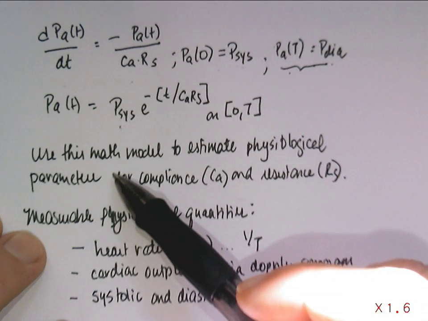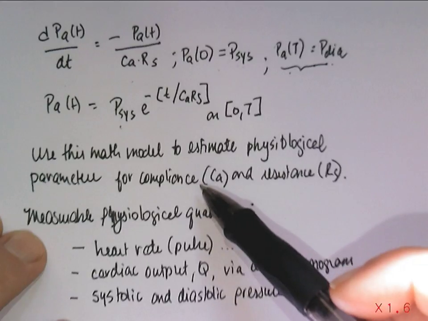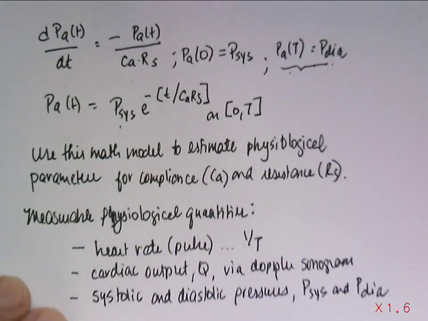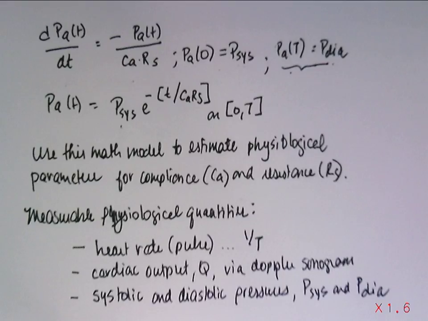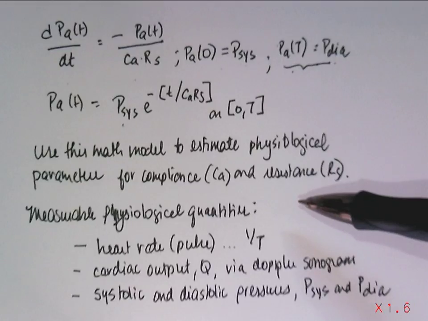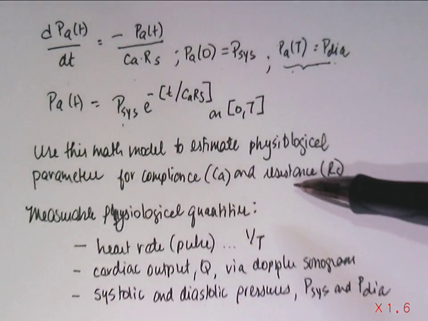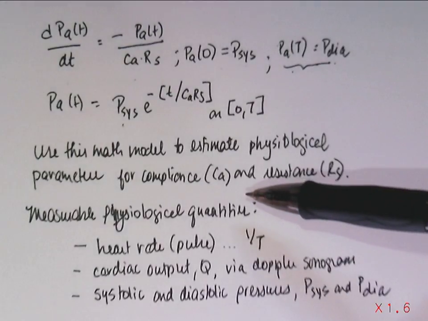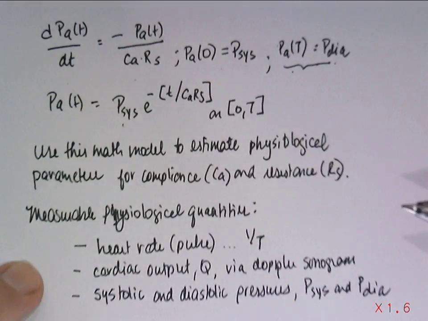What we'd like to do is use this mathematical model to estimate physiological parameters for compliance and resistance. In other words, to get an idea of how that changes based on measurable quantities. It's very difficult to intrusively go into the bloodstream or go into the body to figure out how stretchable or how resistant the blood flow is. So this mathematical model can actually do that based on certain quantities that would be easily measurable.